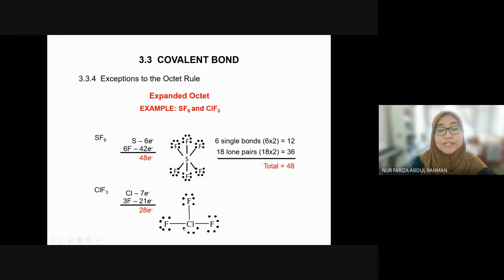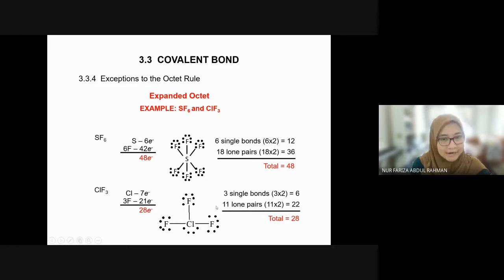See? This chlorine, when you do this calculation, after you subtract the bonding electrons and the terminal electrons, you will have 4 electrons left. So those 4 electrons will be placed on the central atom. So let's total how many electrons are on chlorine now? 2, 4, 6, 8, 10. 10 electrons, which is more than 8. That means this chlorine now has an expanded octet.